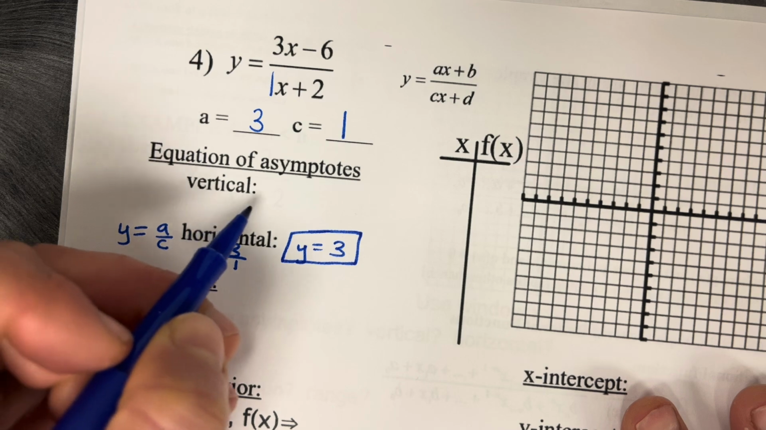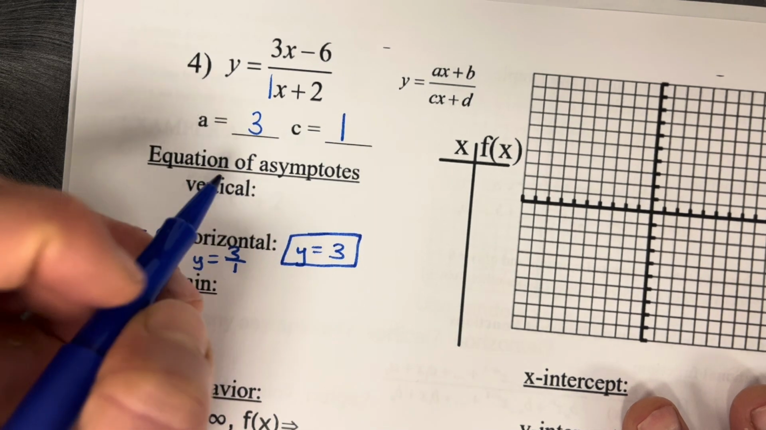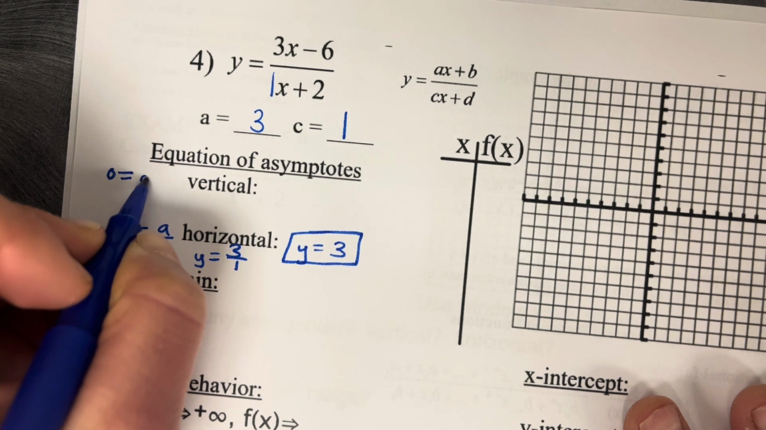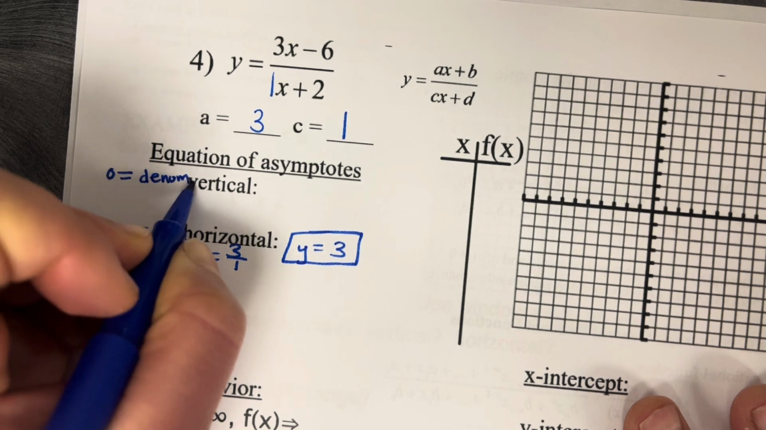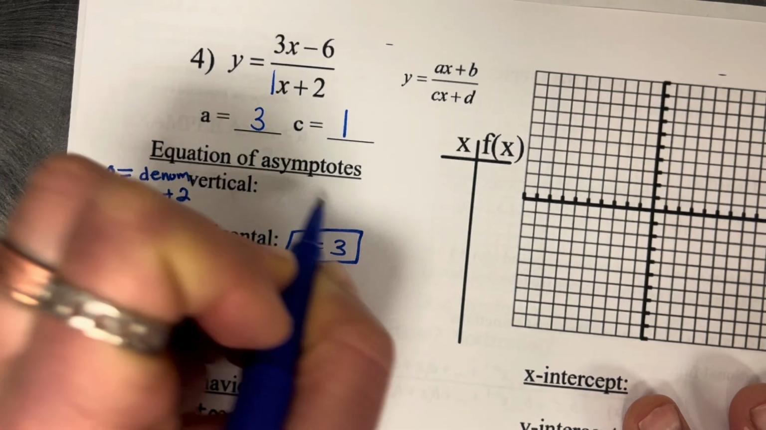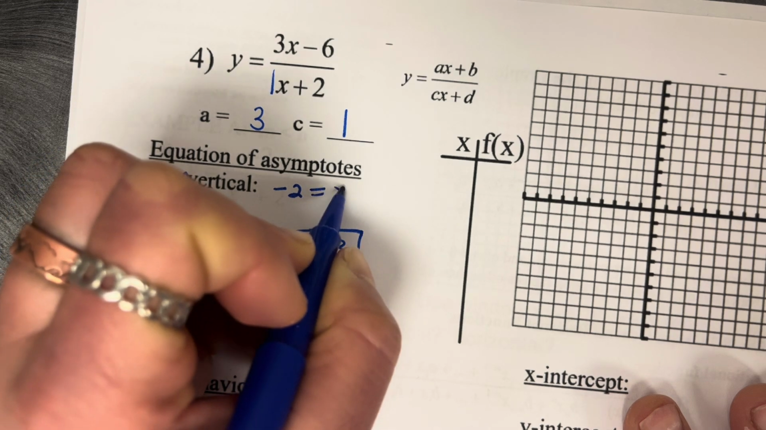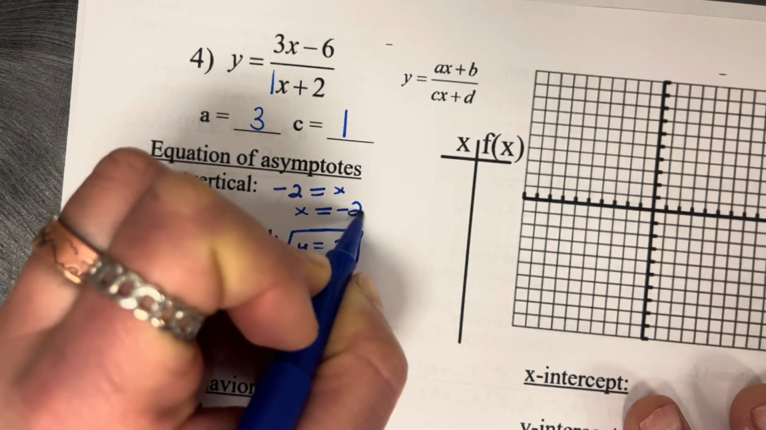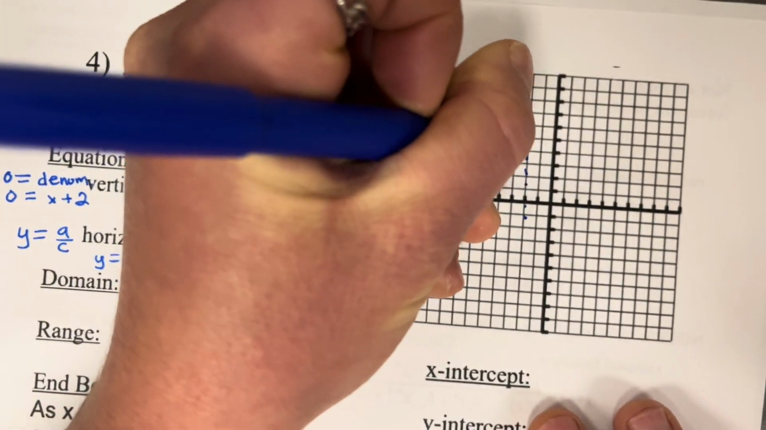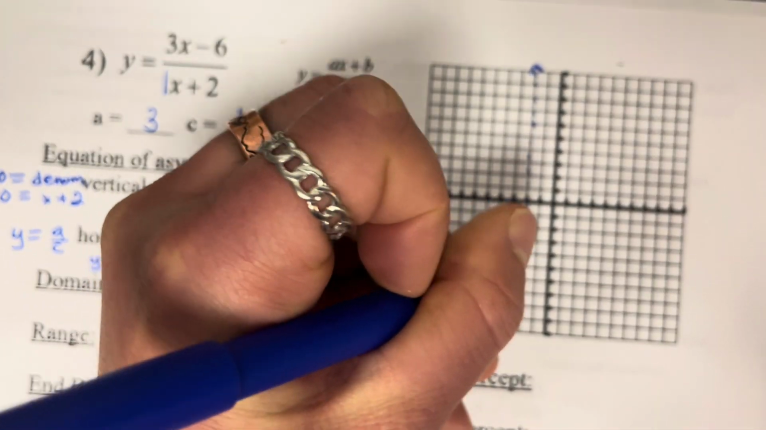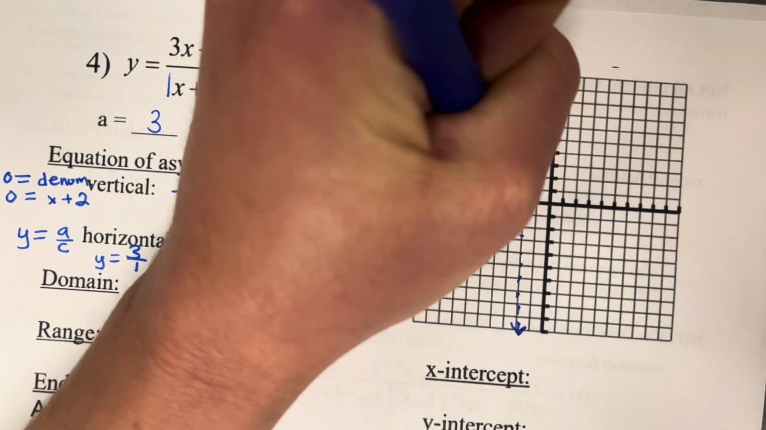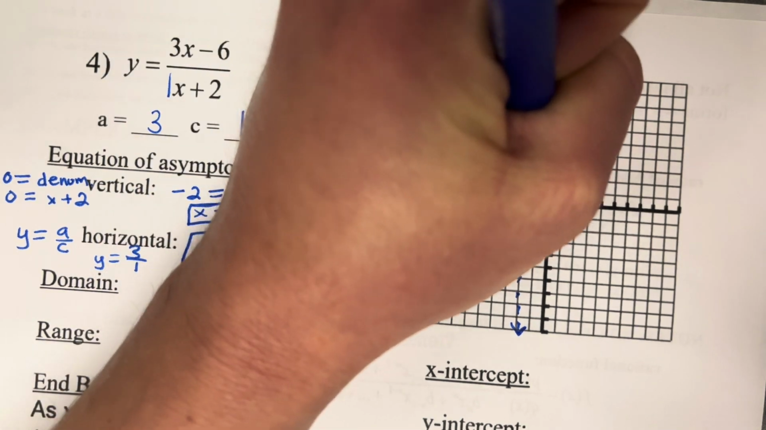We also know there's going to be a vertical asymptote whenever the denominator is 0. So let's go ahead and set that denominator equal to 0. 0 equals x plus 2. And then if we solve, subtract 2 from both sides, we get negative 2 equals x. So x equals negative 2. Now we can put those on our graph. And y equals 3 is our horizontal one.